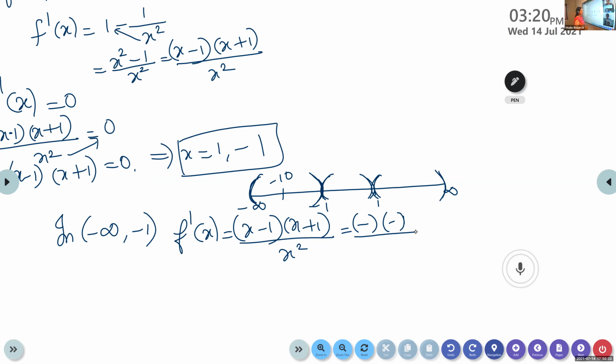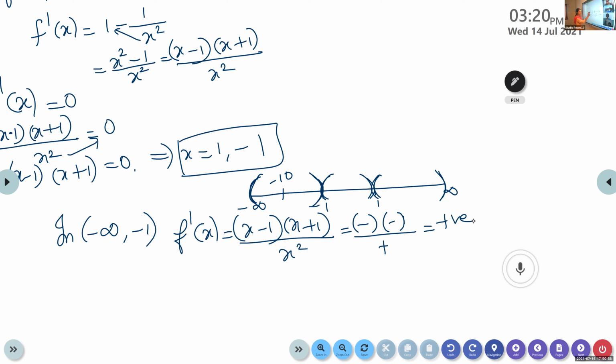What about the denominator, Michael? X value we are considering as negative 10. Will it be positive or negative? You are squaring it, isn't it? When you square a number, what will you get? What is minus 2 square? Positive. So the first factor is negative, second factor is negative, and the denominator is positive. So together, negative into negative, will you be getting a positive value?